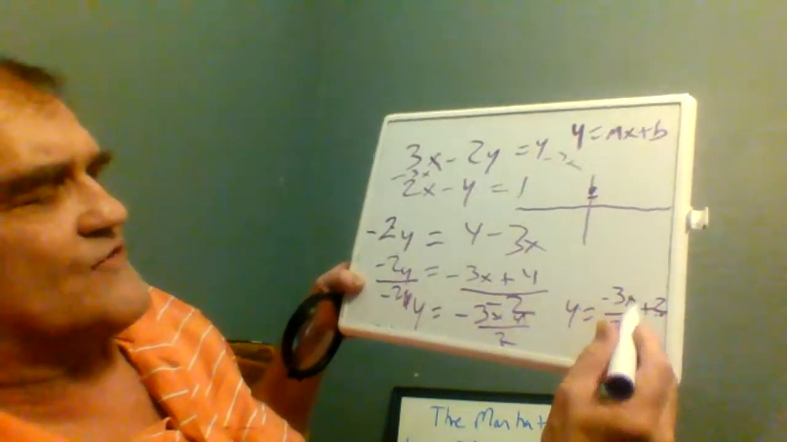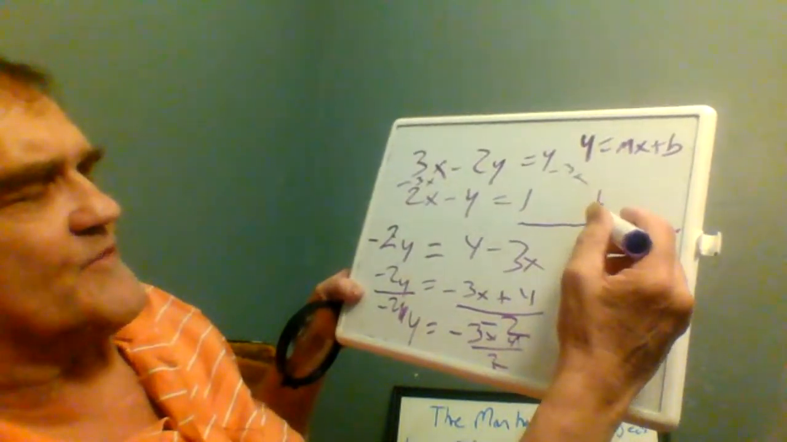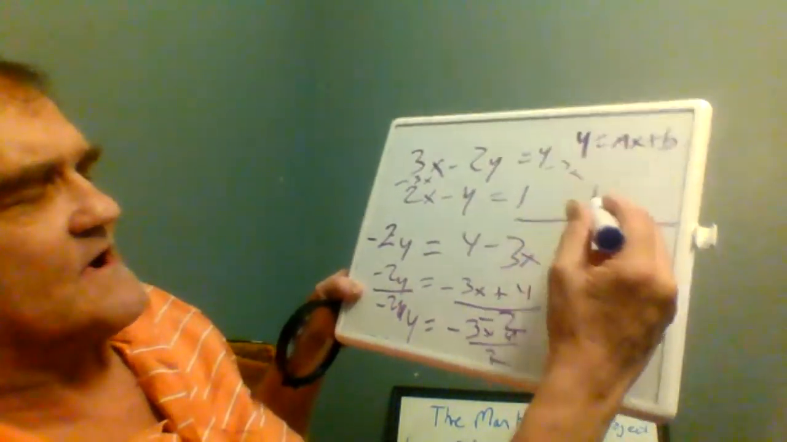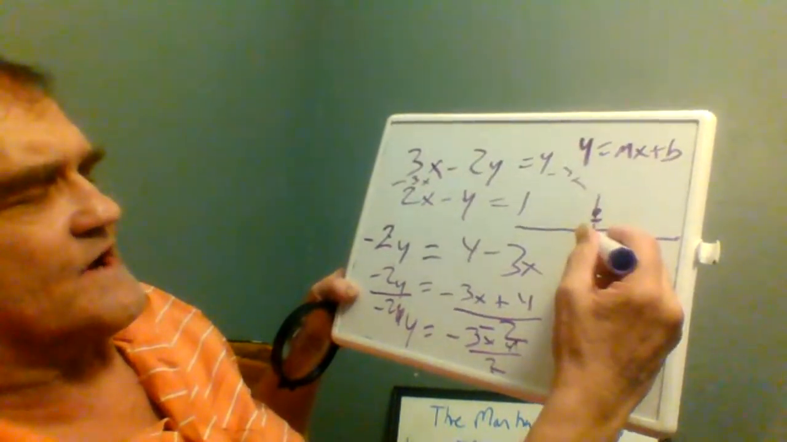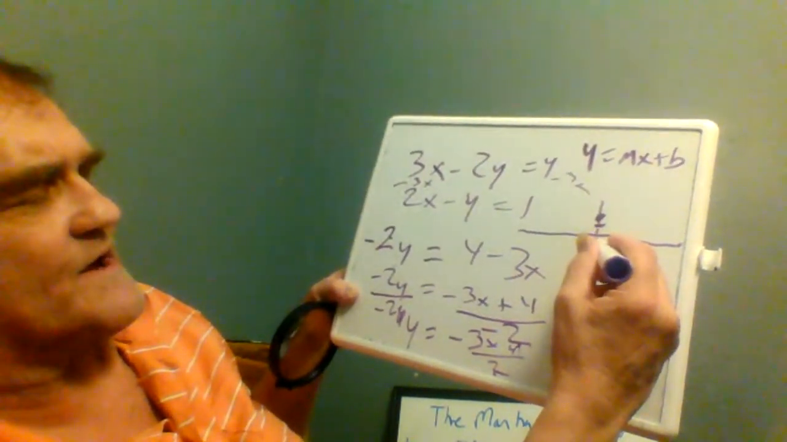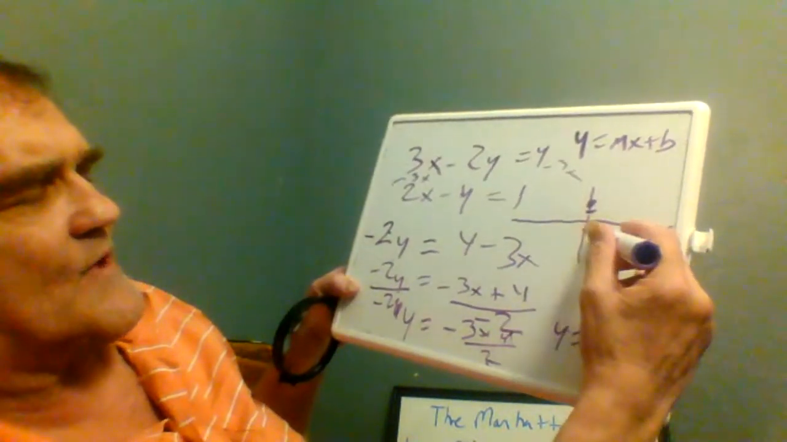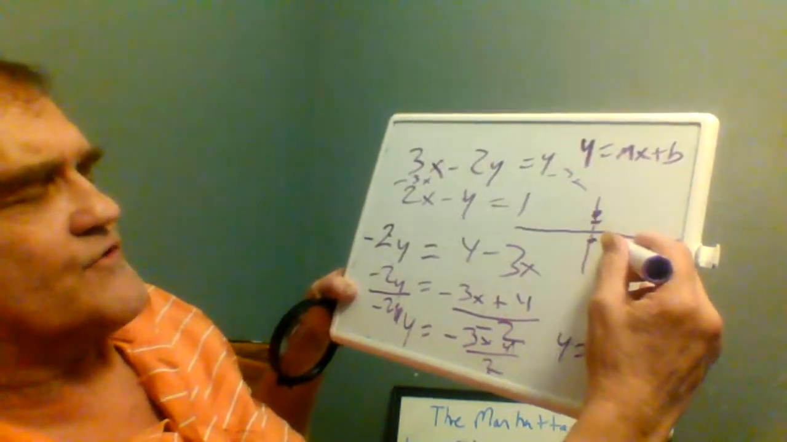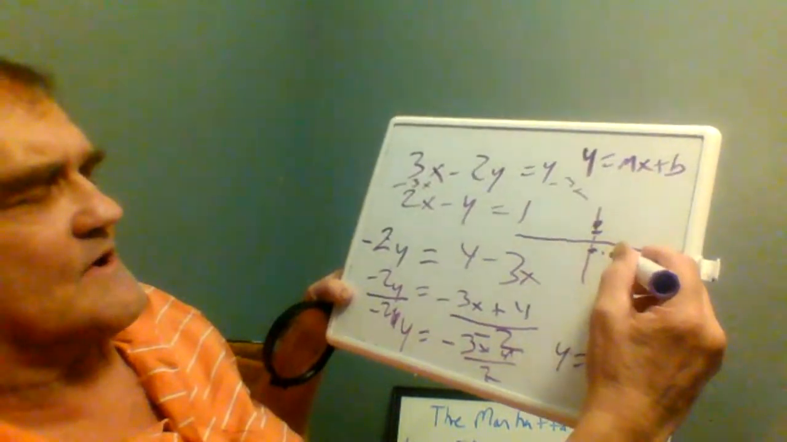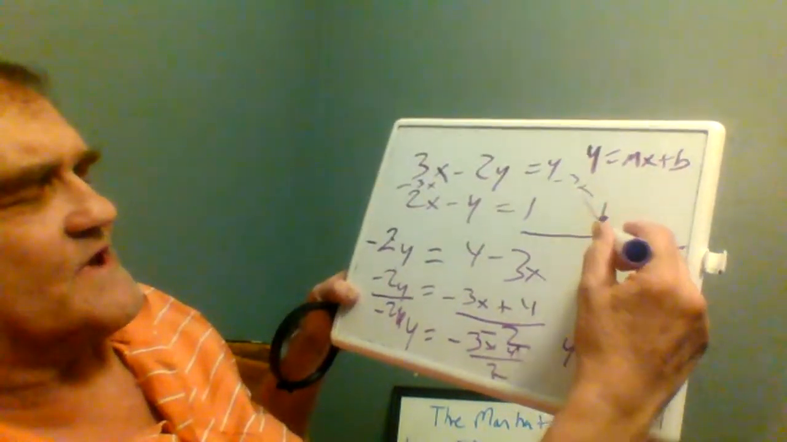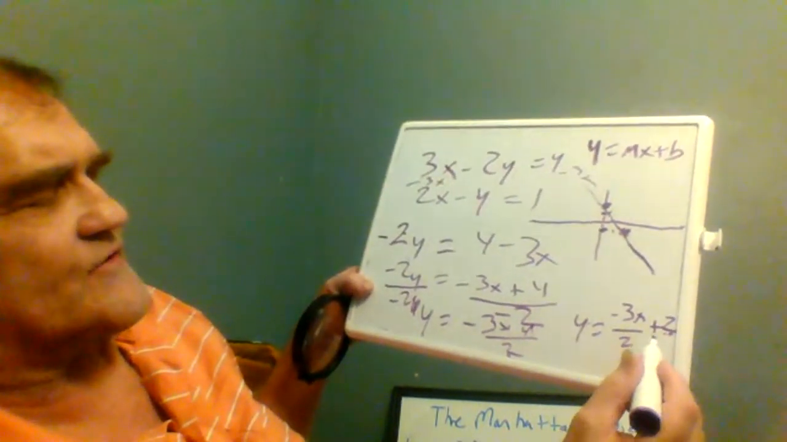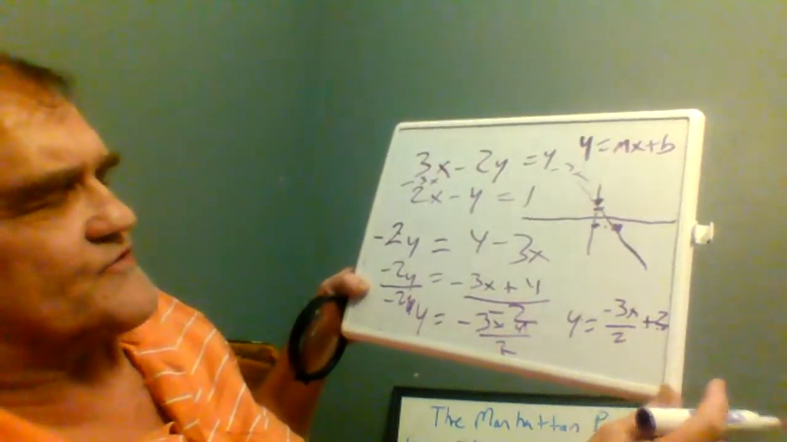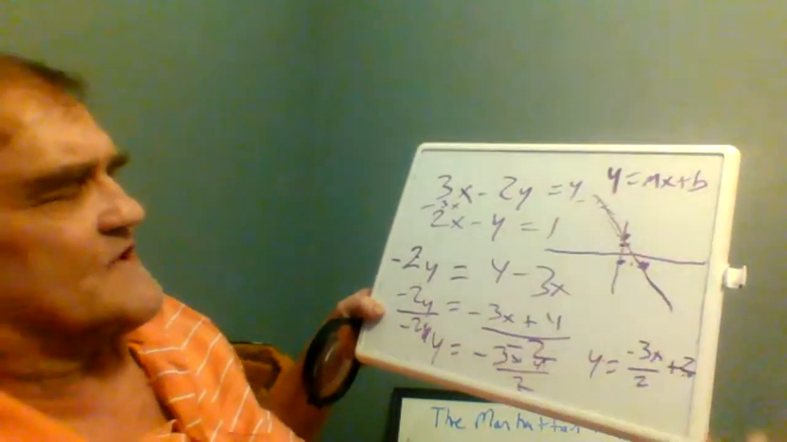Slope is rise over run. Rise is going to be negative 3 in this case, so you're going to go down 3, and then you're going to go 2 over. So you're going to have your line be like this. This is going to be the line for y is equal to negative 3x over 2 plus 2. That's going to be your first line.